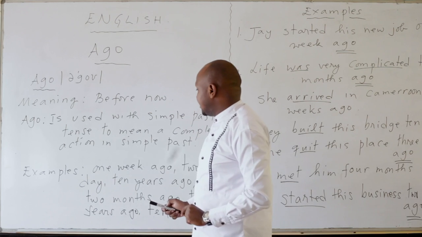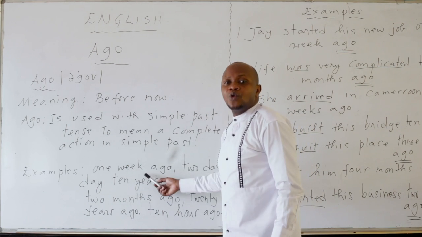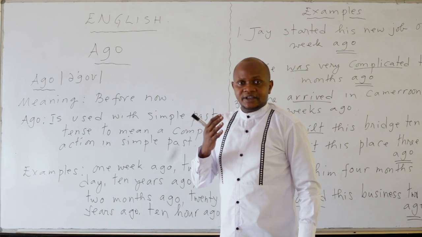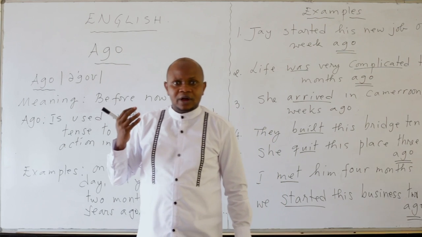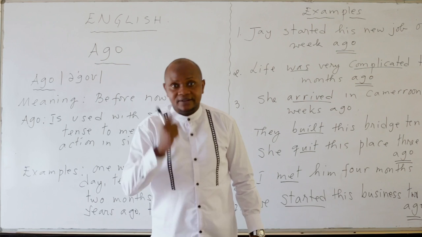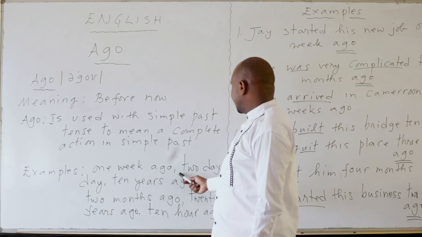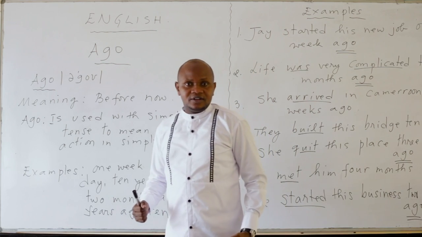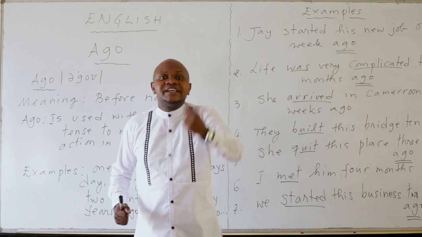For example, I can say 1 week ago. I saw him 1 week ago. Muri make sindongera kumubona. I saw him 1 week ago. You can say 2 days ago. For example, I was at Serena Hotel 2 days ago.